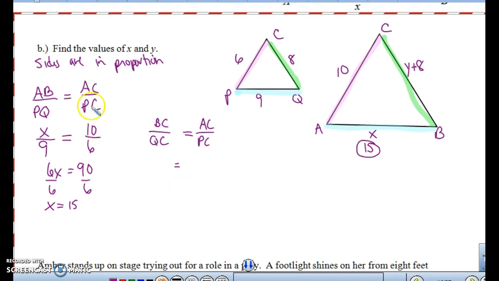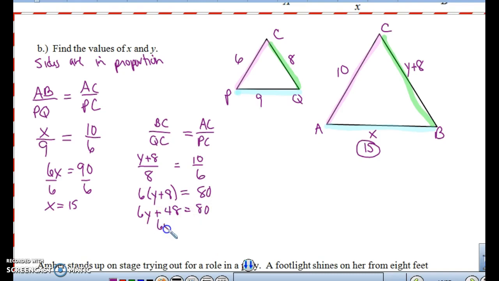All right, so we knew AC and PC, we know were 10 and 6. Now BC is y plus 8, and QC, the corresponding side to it, is 8. All right, now when I cross multiply, remember that this is a binomial, so when I multiply, I really have to do 6 times y plus 8 is equal to 80 when I cross multiply. So that's 6y plus 48, don't forget to distribute.